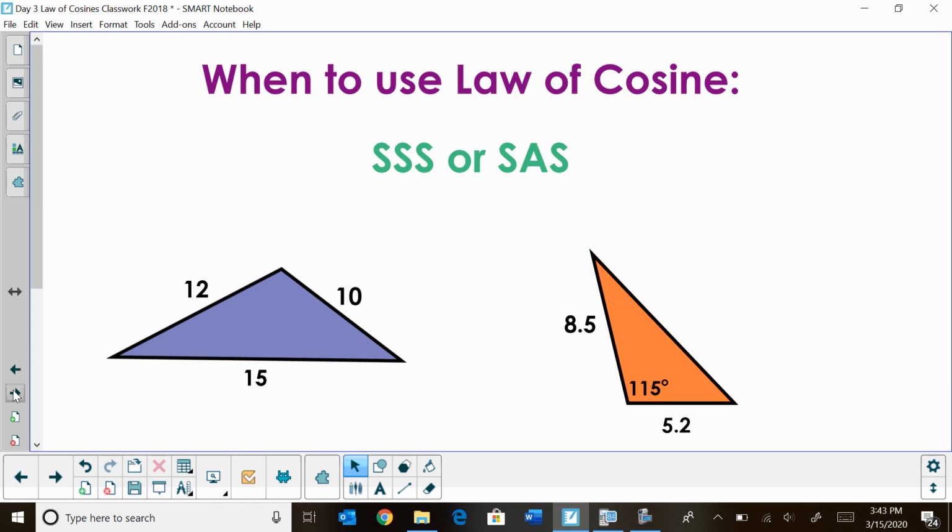Now, when do we use the law of cosine? We use it in two scenarios. We use it with side, side, side when we know all three sides and no angles, so a situation like this on the left, or a side, an included angle, and a side, something like this. That's when we don't know an angle and its opposite side, because if we do know an angle and the opposite side, we use the law of sine. So these are the cases where we use the law of cosine.